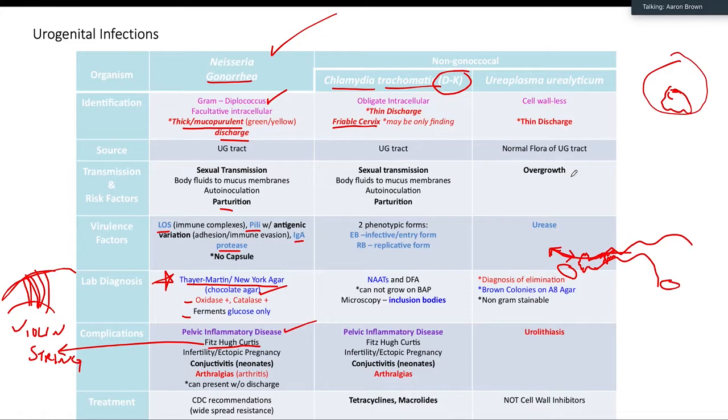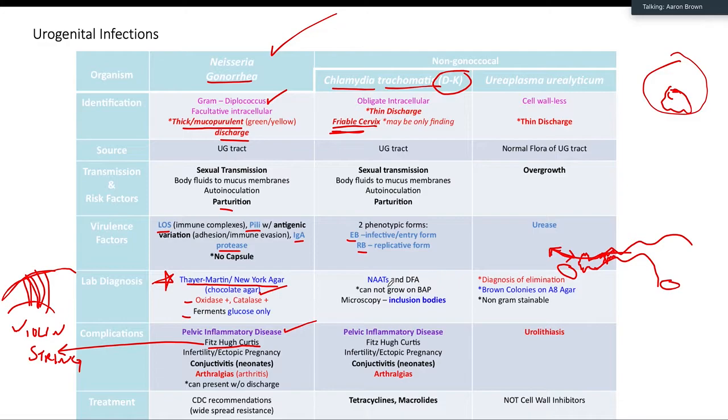That's what we mean by friable. Friable, we're not talking about frying in a pan. We're talking about when something crumbles under a little bit of pressure. Okay? So that friable cervix, high yield, may be the only finding. We have this infective entry form, the EB, and the RB is the replicative form. Same thing as we saw in our Chlamydophila pneumoniae, whatever the one was we talked about in pneumonia, that had that EB and RB form.